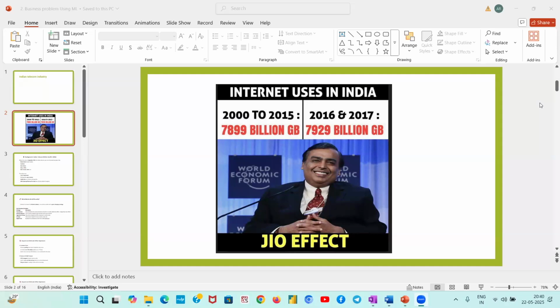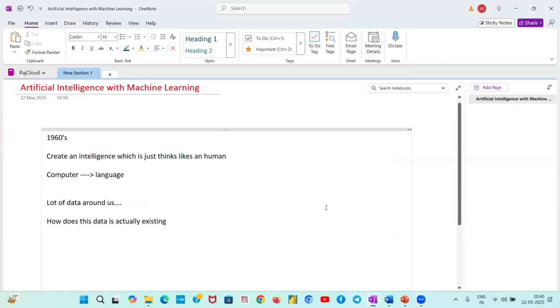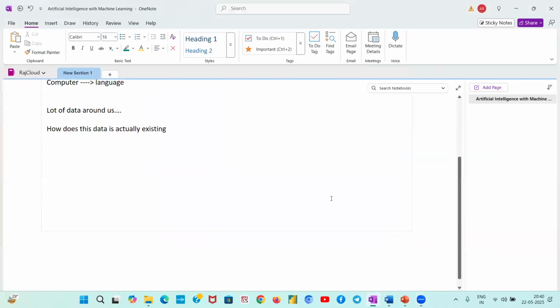Just imagine the crowd around us: how many Google Pay users there are, how many Paytm users there are. All of these are part of data generation. During this period, a lot of other telecom companies shut down their services. Agree with me? A lot of other companies have been shut down.